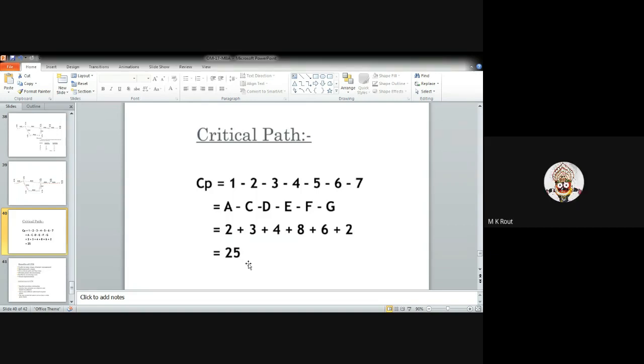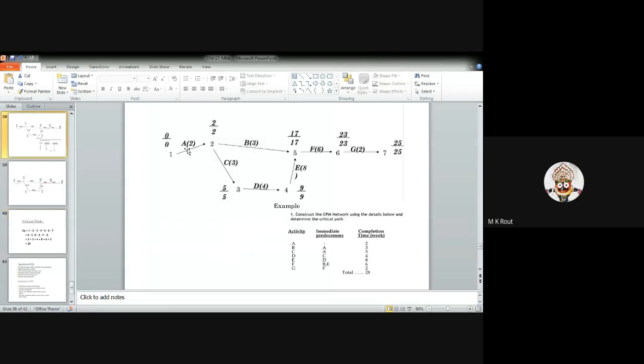That's why I repeatedly tell you, in case of critical path, you have to choose the maximum number of nodes. In the previous diagram, if you go from A to B, B to C and F to G, the total completion time is 13, you can say 13 weeks. But if you go from A to C, C to D, D to E, E to F and F to G, the total completion time is 25.